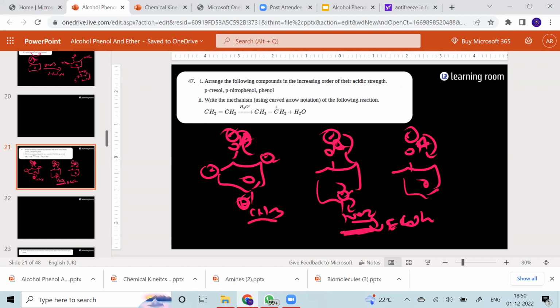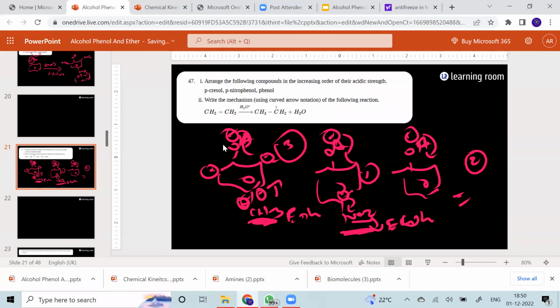But now what is going to happen in the case of CH3? When negative charge comes here, this negative charge is going to increase because I know this is an electron donating group, right? And in this case, nothing happens, right? So can I conclude that this one will get the first rank, this one the second rank, and this one the third rank, right? Because lesser charge, more stable, and more will be the acidic strength.